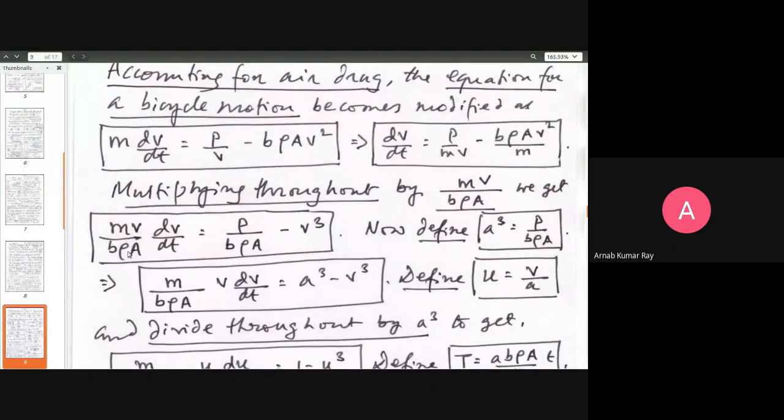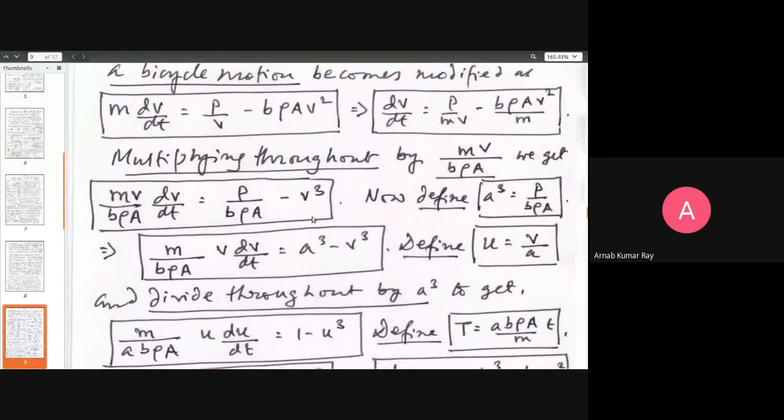So (mv/(bρA)) dv/dt is equal to P/(bρA). The mv and the mv will cancel, minus mv multiplied by v will give you v cubed over here divided by bρA. All of these things will cancel and you have this quantity. Now you can see that the right-hand side has got a cubic order dimension of velocity.